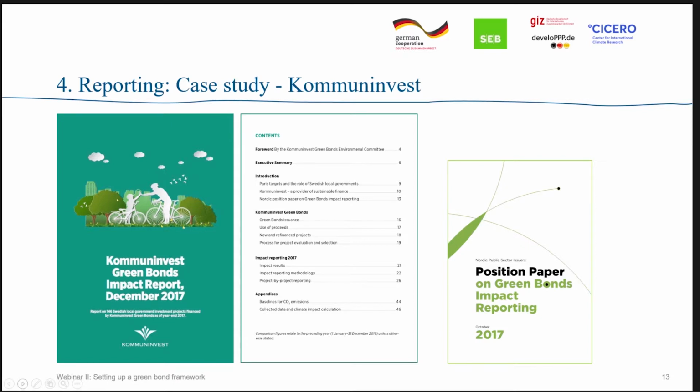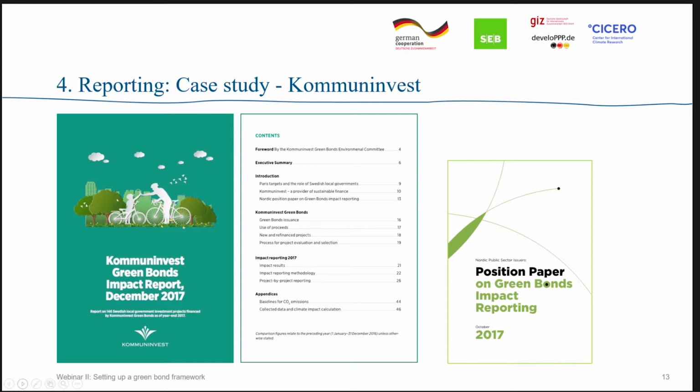Communinvest is an example of a green bond issuer that has raised their ambition level when it comes to green bond reporting. As seen on the contents page here of their green bond impact report for 2017, they provide investors with a comprehensive report of close to 50 pages. In order to develop the skills for preparing such impact reporting, Communinvest and a group of other Nordic green bond issuers from the public sector jointly developed a practical guide called the Position Paper on Green Bond Impact Report.